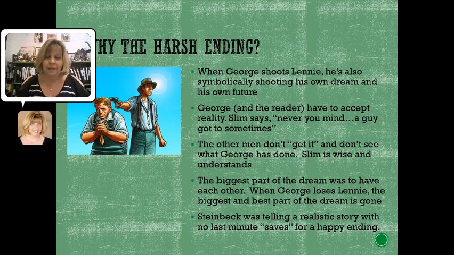It had to happen. And George kind of loses the dream here. I mean, if you think about it practically, he still has Candy's money. Why can't he still go and get this farm? But the biggest part of the dream was always to have each other. And when George loses Lenny, the biggest and the best part of the dream is gone. And Steinbeck is telling you a realistic story. There are no last-minute saves. There's no particularly happy ending. Sometimes in life, you've got to deal with what you're given.